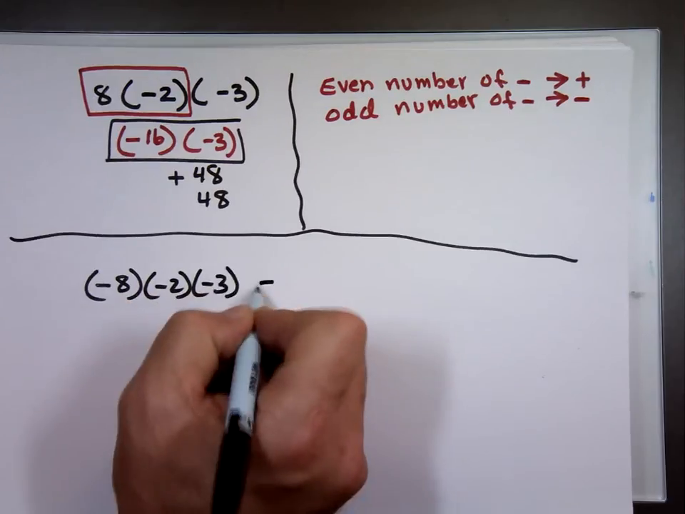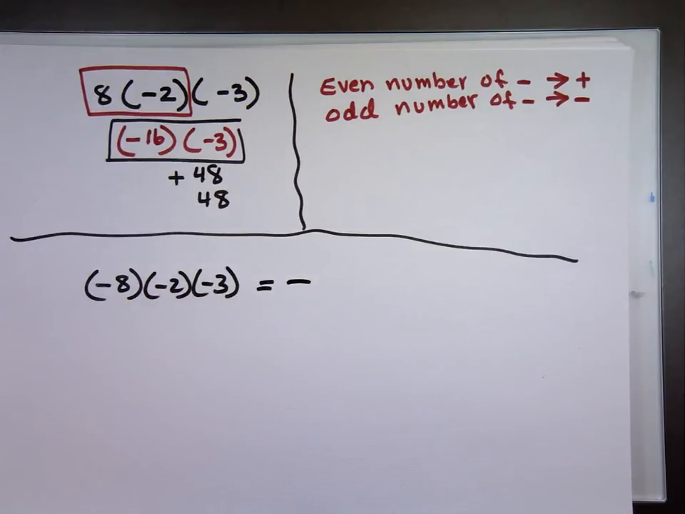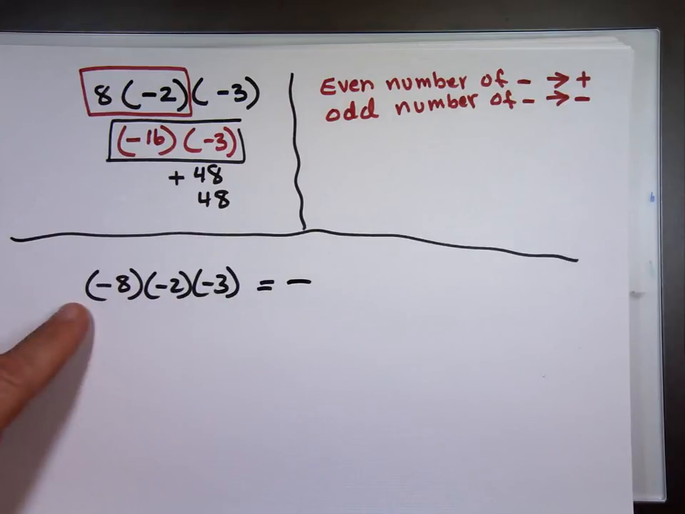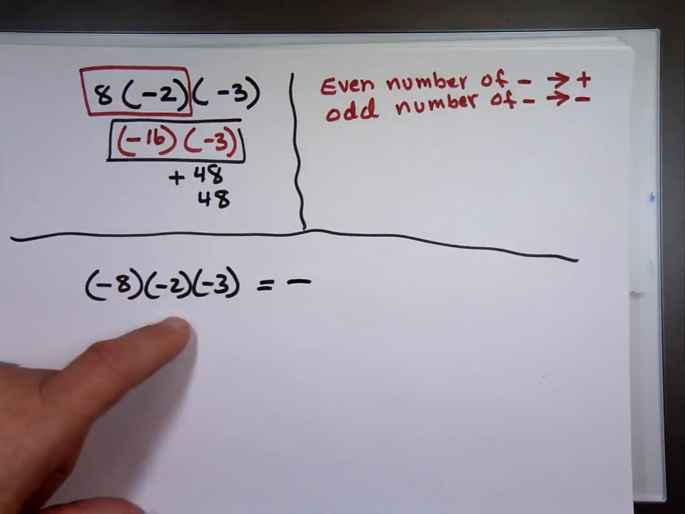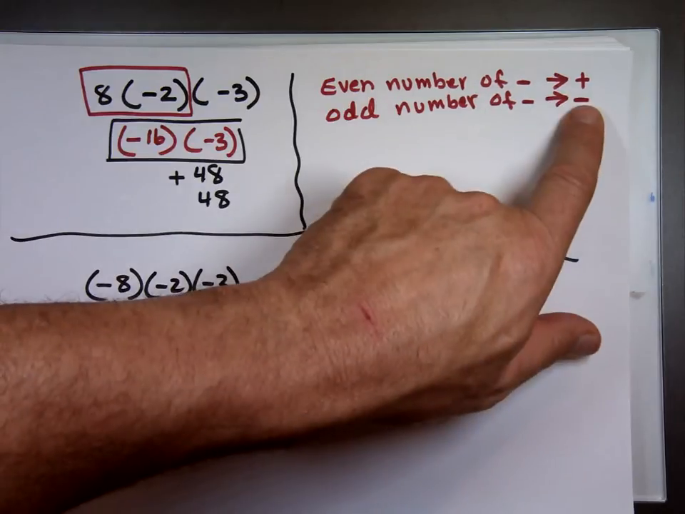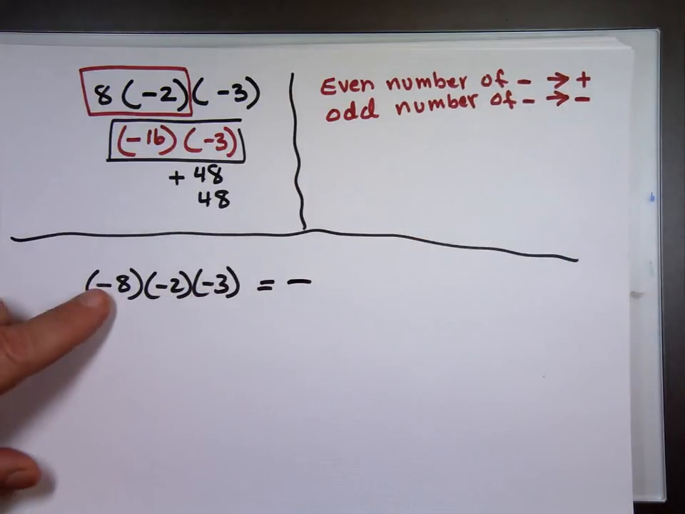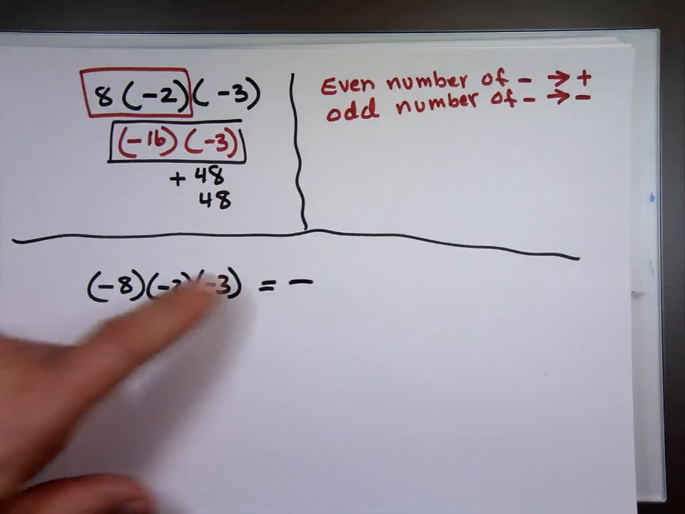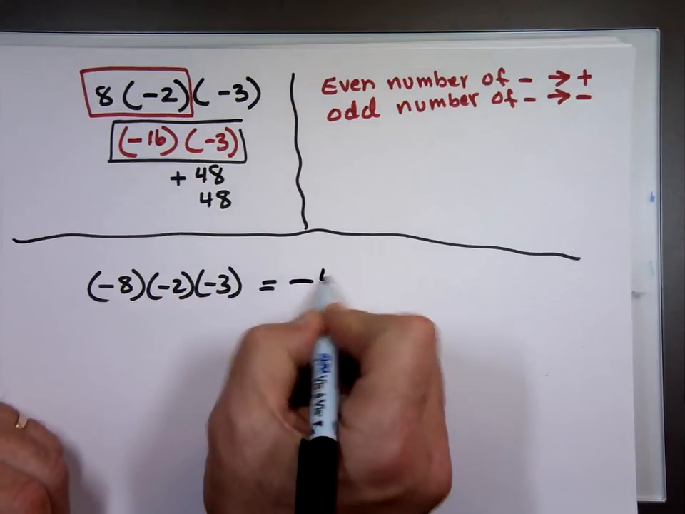Notice my answer, I know it's going to be negative. So how'd you know? Well, count how many negative numbers you have there. 3, is that even or odd? Odd. Odd will give me a result of negative. What's 8 times 2? 16 times 3? 48.